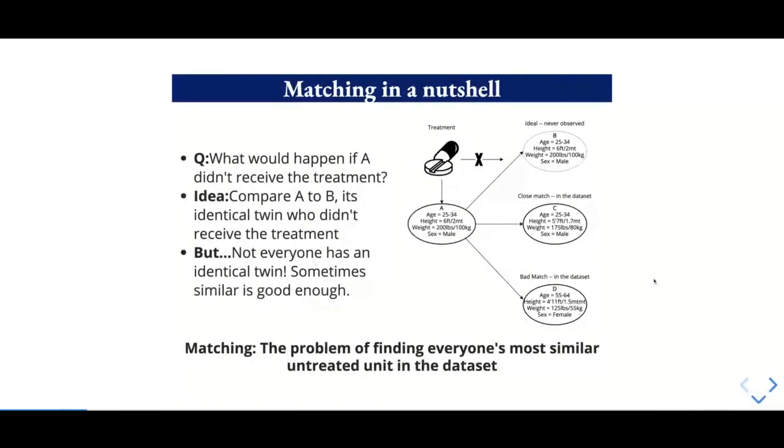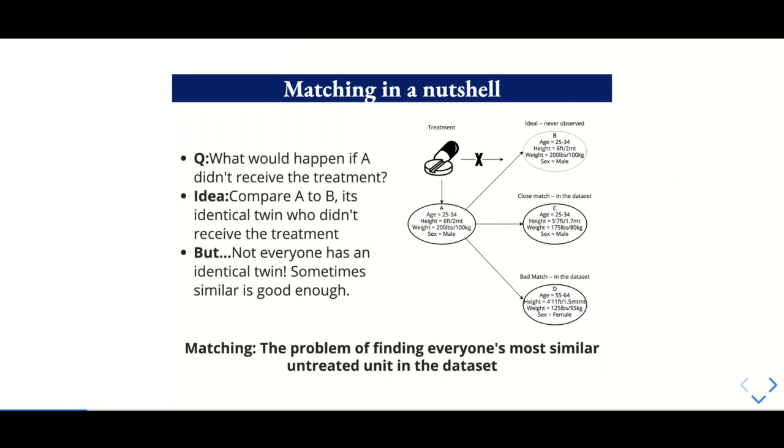More practically, without delving into theory too much, here is what we would like to do. Consider unit A here in the figure to the right. It's a male with a certain set of age, height, and weight, and we give a treatment to A. As I just said, what we would like to know is what would happen to A if he didn't receive the treatment. Now, the main idea behind matching is that we would like to compare A to its identical twin who didn't receive the treatment. So in the figure here, this is B, right? But the problem is, very few people have identical twins that we can observe. And so we never really observe B.